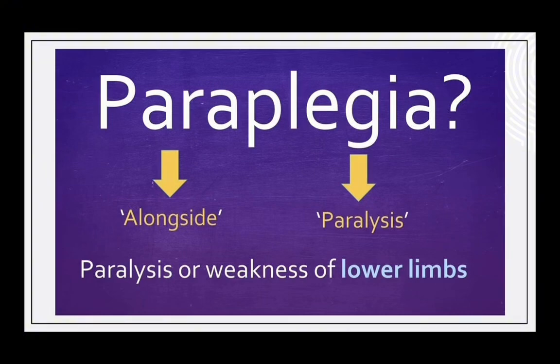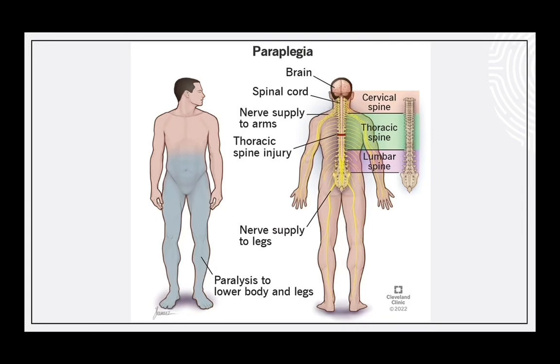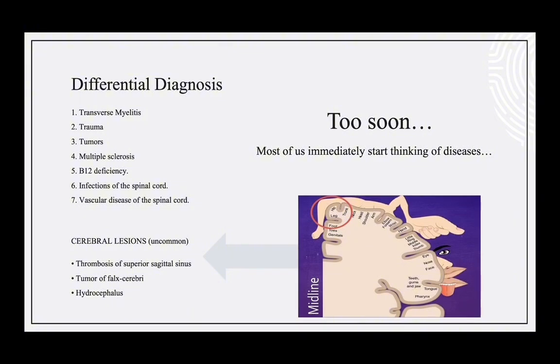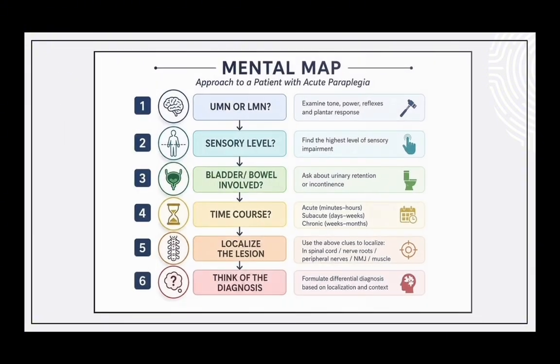Paraplegia is weakness or paralysis affecting both lower limbs, usually resulting from a lesion involving the spinal cord or its motor pathway. It's not a diagnosis, actually, it's a clinical presentation. Most of us immediately start thinking of diseases: transverse myelitis, multiple sclerosis, spinal cord compression, but neurologists think differently. The first question isn't what's the diagnosis, it's where is the lesion. Today, I will show you a simple mental map that helps answer that question.